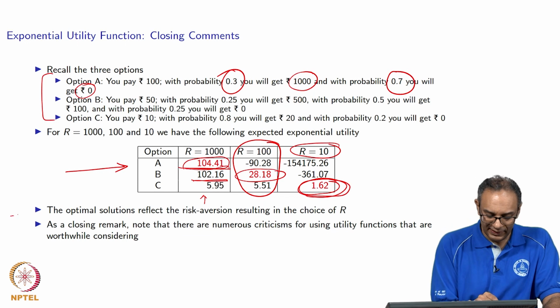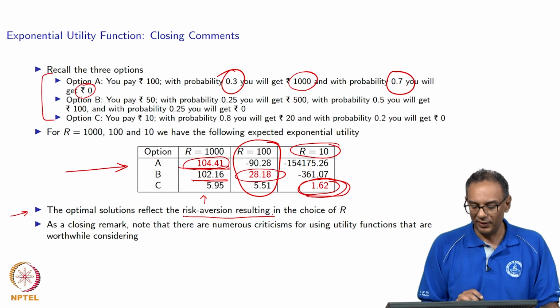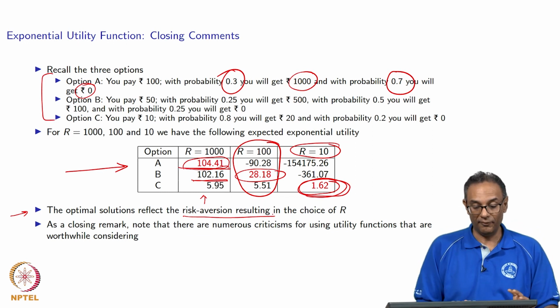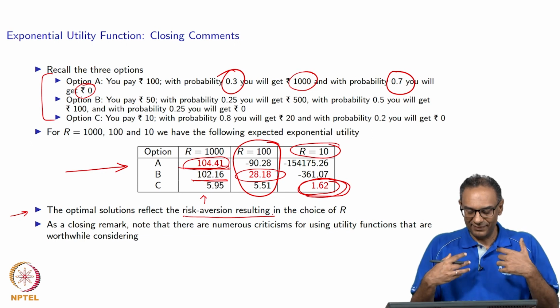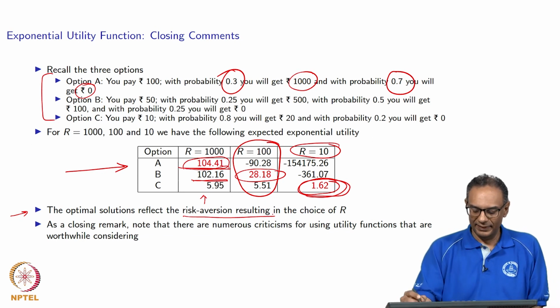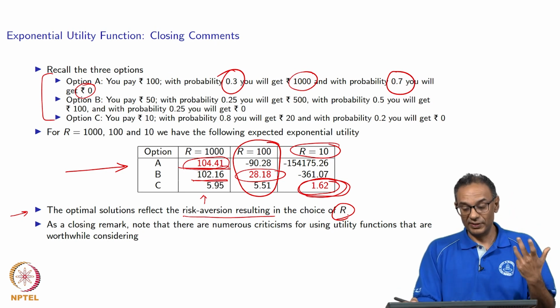Now before I move on to a demo where we will try the 10,000 example, let us quickly make some closing remarks. The first thing is, the optimal solutions essentially tell you a little bit about how risk averse a person you are. The more risk averse person would play the less risky option. And so with the choice of R, the smaller the R, the more averse to risk you are.